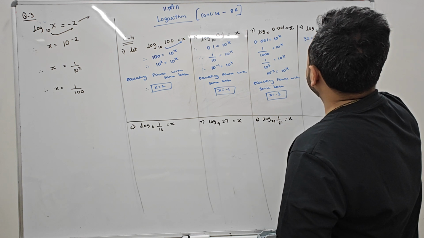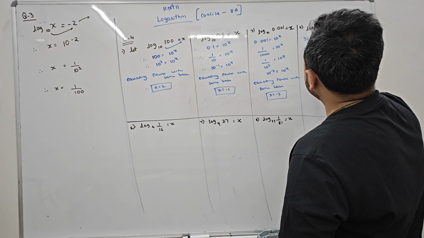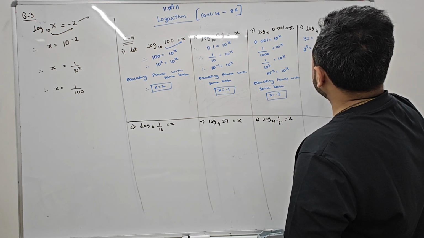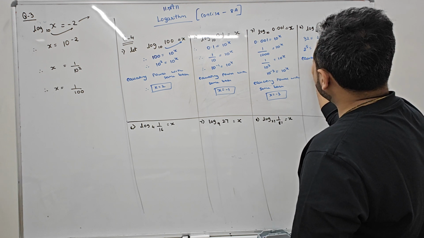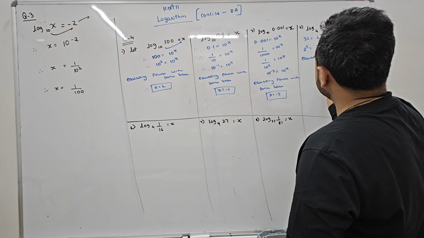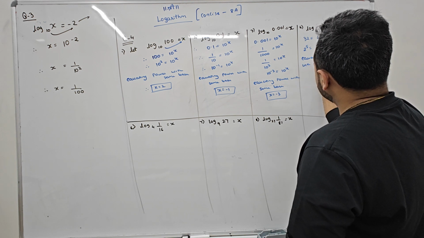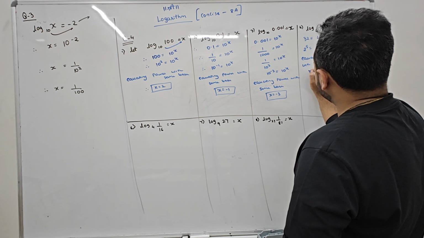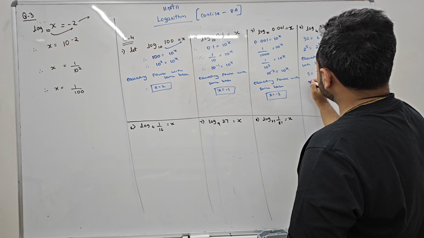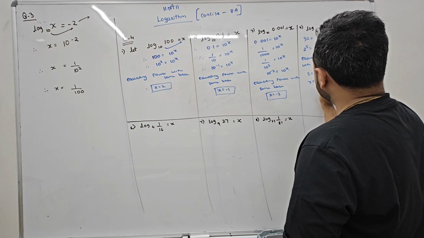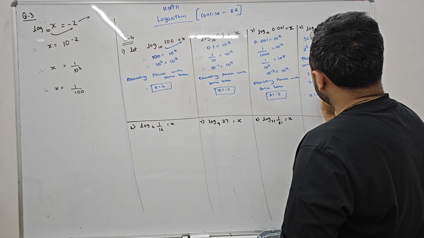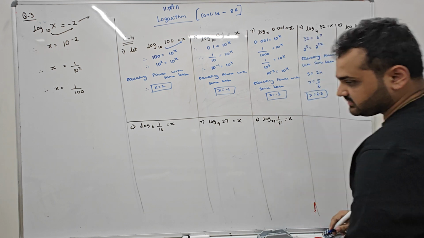तो 32 is equals to 4 raised to x. 2 raised to 5 is equals to 2 raised to 2x. Equating power in the same base. The 5 is equals to 2x. X is equals to 5/2. Perfect बेटा.